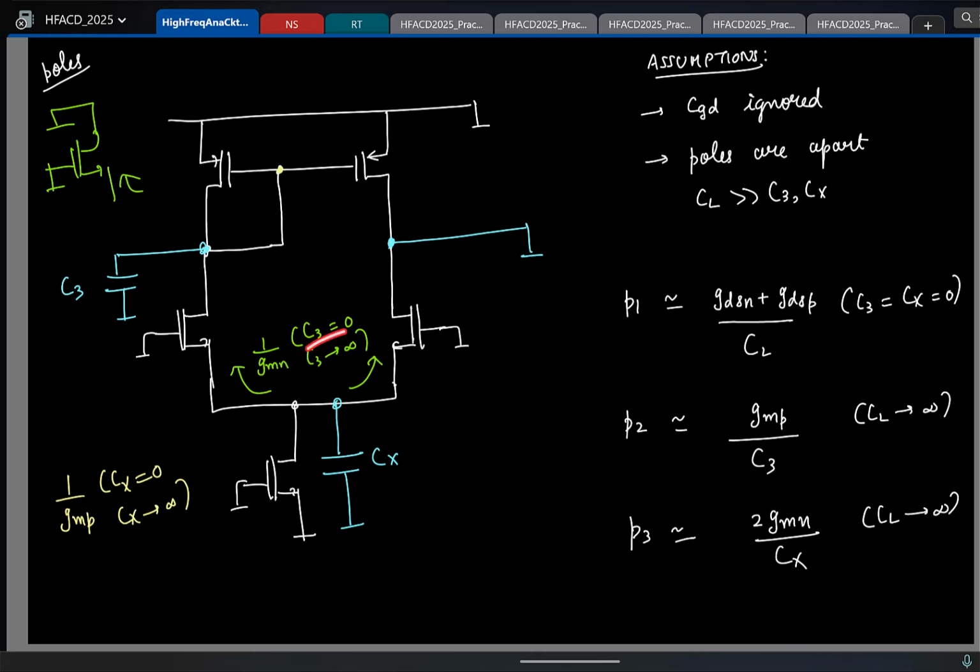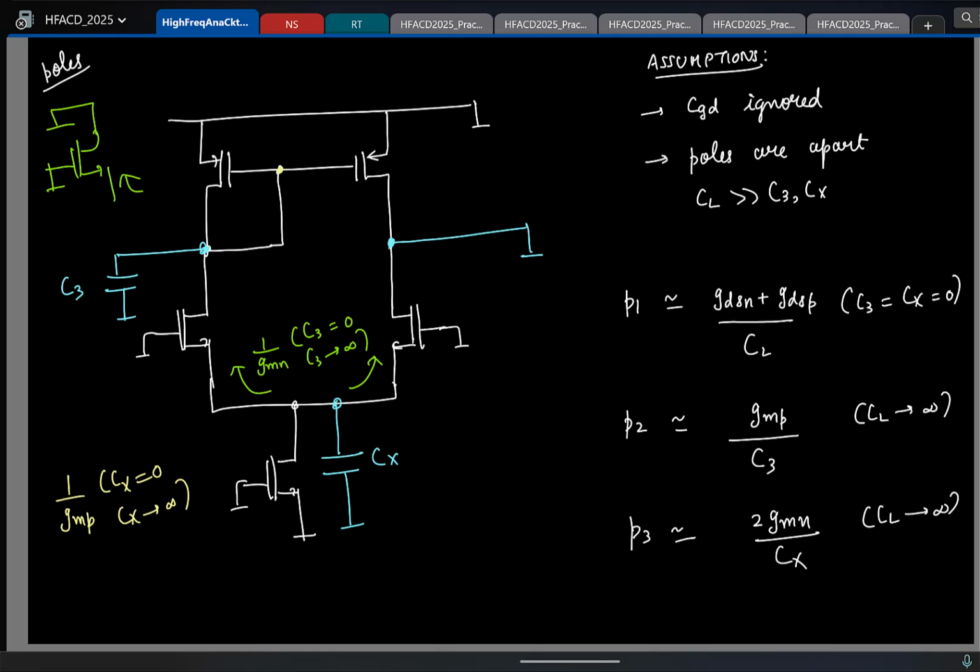Here the looking-in resistance, whether C3 is open or short, is not exactly equal, which means they are not completely uncoupled. But because the resistance is not changing so much whether I open or short C3, the coupling is not so much, and we can approximate that they are not strongly coupled. So that's why we could still write the pole location approximately as Gm by C. The same thing we did for C3 also. Here also you found that the resistance looking here is approximately 1 by Gm whether I open or short Cx. So I can write the pole due to C3 like this.